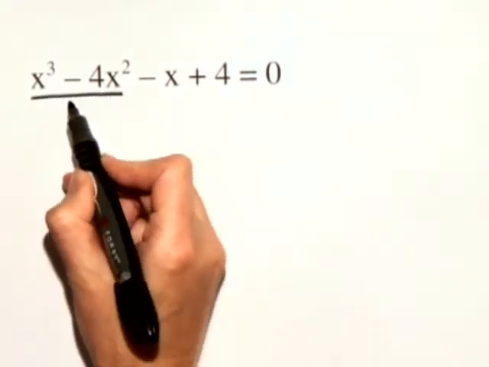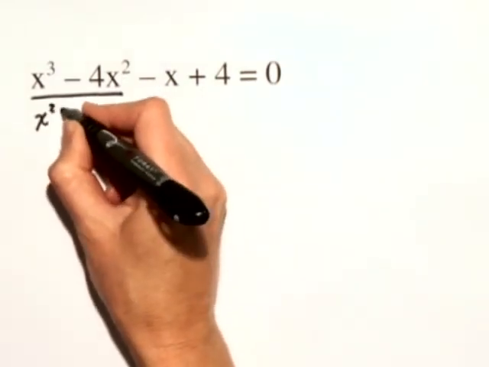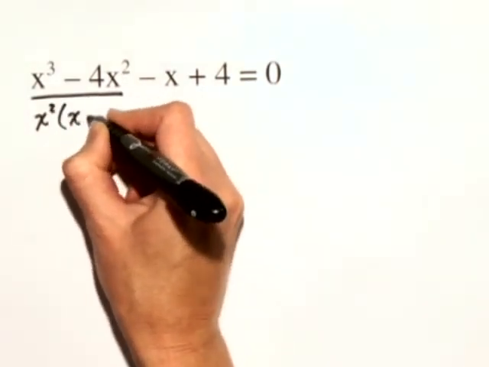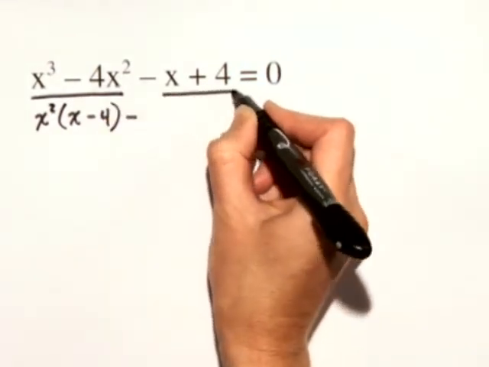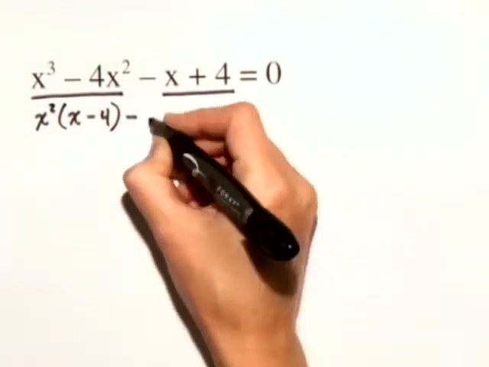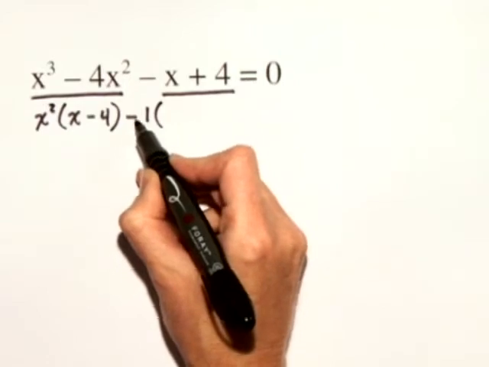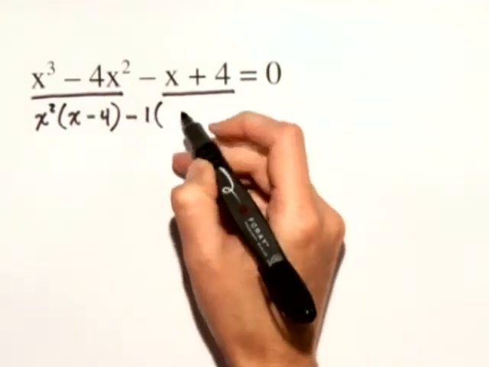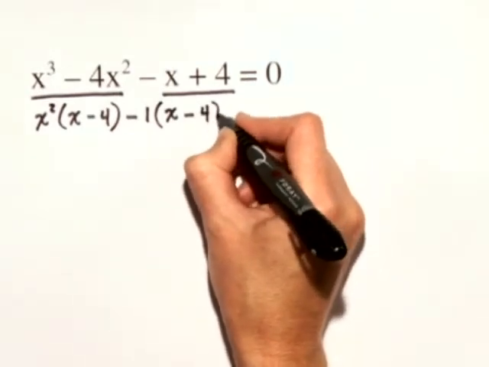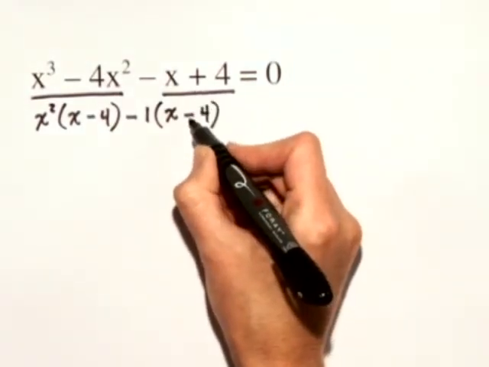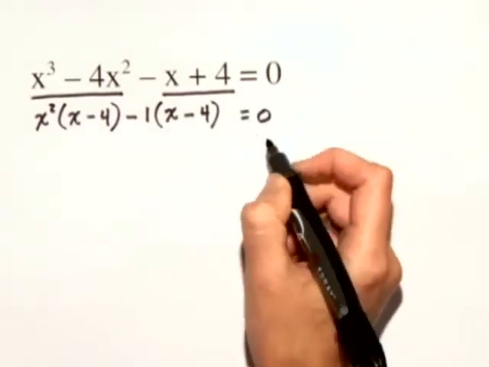With our first 2 terms, we have a common factor of x squared. When we factor that out, we have x squared times the quantity x minus 4. Minus, for our last 2 terms, we simply have a common factor of 1. Now remember, we're factoring out the negative 1. So inside the parentheses, we'll have left x minus 4. We need to change that positive sign to a negative when we factor out a negative, equals 0.